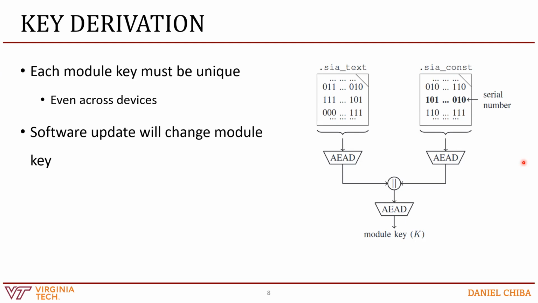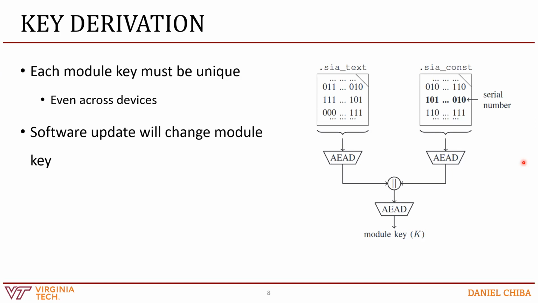The first thing is key derivation. The key in question will be used for both authentication and attestation and encryption. So you want the module key to be unique for each module, and you also want it to be unique across devices. If the software provider is deploying a single program on multiple remote devices, you want each of them to have unique keys.